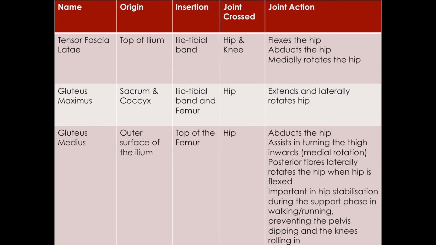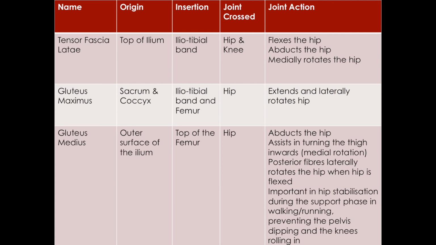The gluteus maximus originates within the base of our spine on the sacrum and coccyx, as well as the back of our ilium bone, and it inserts on the iliotibial tract and the femur. It crosses the hip joint, and when it contracts, it causes the joint actions, extension and lateral rotation of our hip.